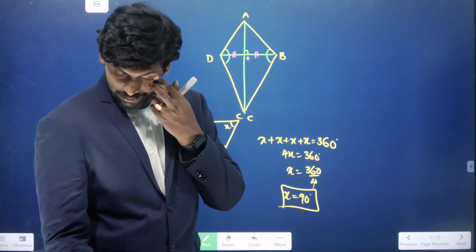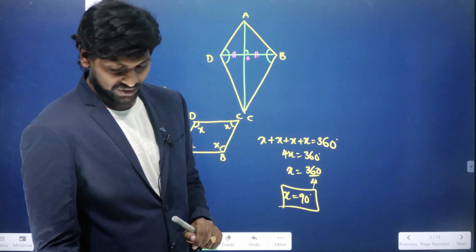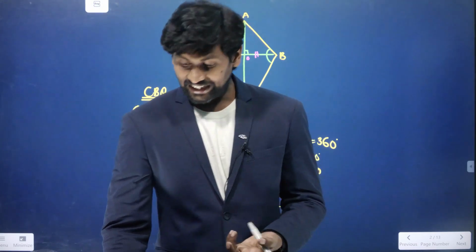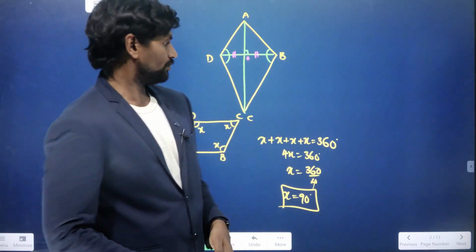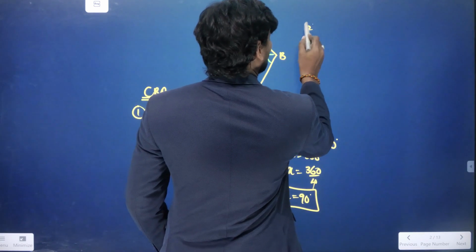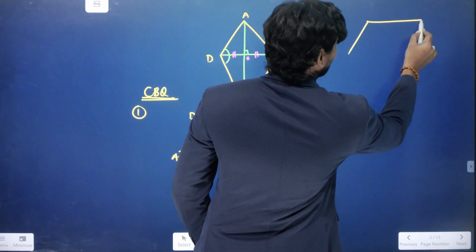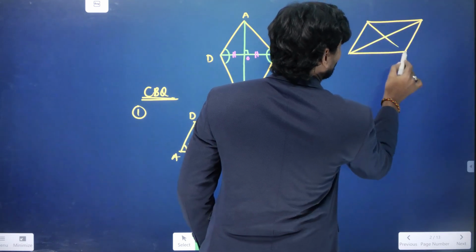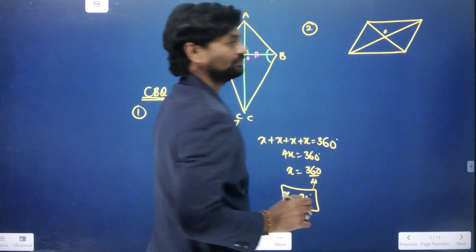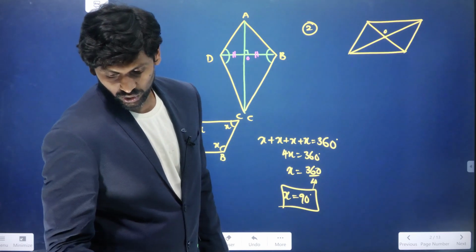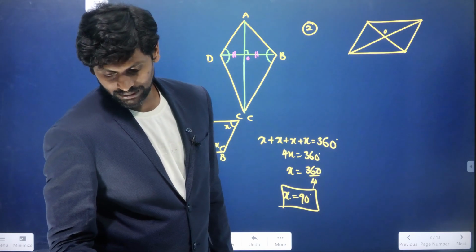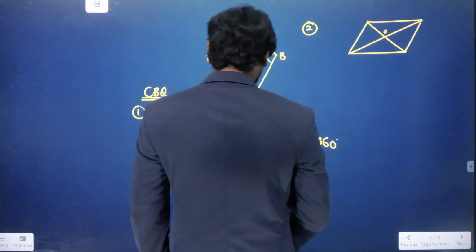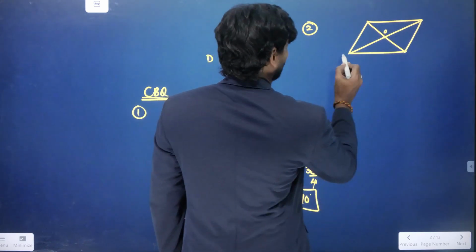Right. So let us move on to the second problem. In a parallelogram, the diagonals intersect at O. That means, let me draw the diagonals. Both are intersecting at O. OA equals to, let me take the parallelogram ABCD.